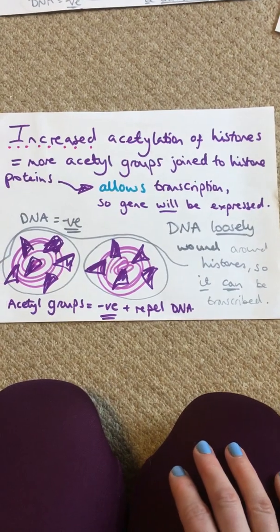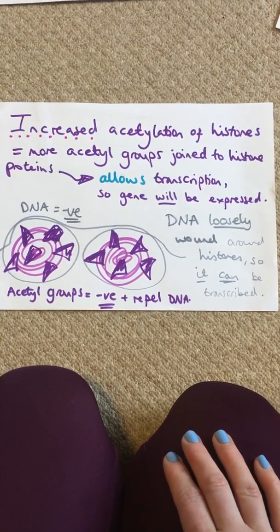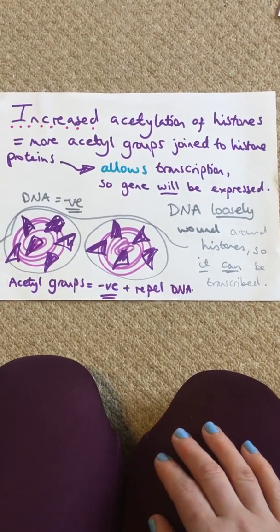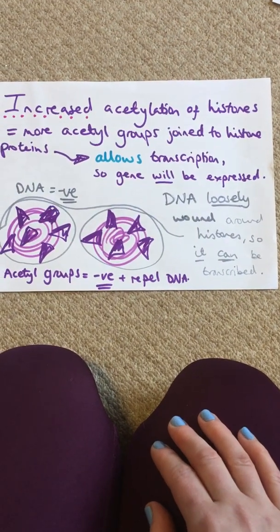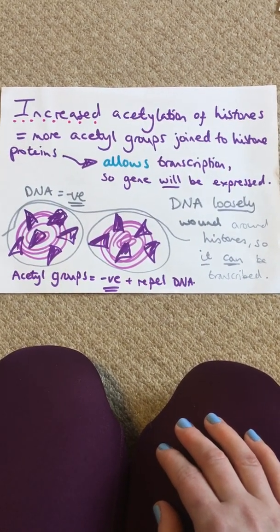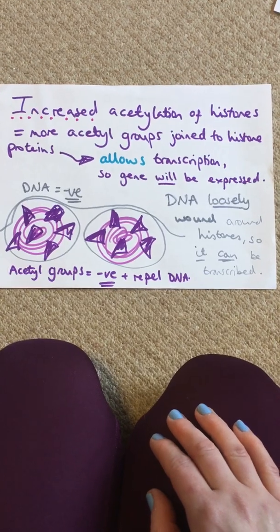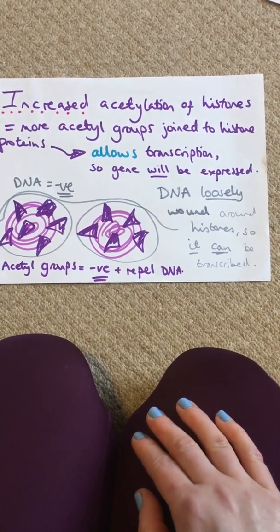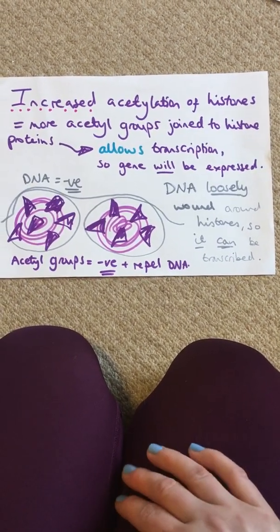The other group are acetyl groups, and if there's an increase in acetylation of the histones, that means there's more acetyl groups joined to the histone proteins this time, not the DNA itself, so the proteins that the DNA winds around. This means that transcription is more likely to happen. It allows the genes to be expressed.